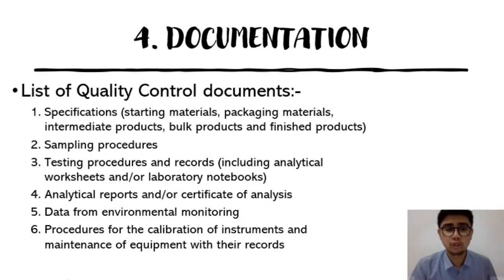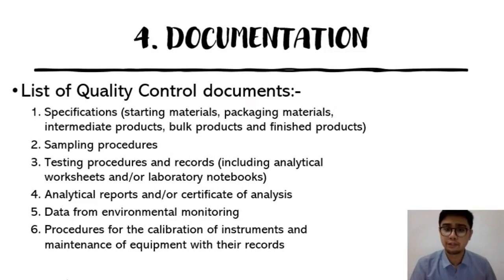Now we go to the documents of quality control. The basic documents that should be available, as outlined by the GMP guideline, are specifications. Specifications are documents that contain a detailed description of the starting materials, of the intermediate products, of bulk products, and of finished products. All inspection and testing of the materials or products will refer to the specifications to safeguard the quality of the materials and products.